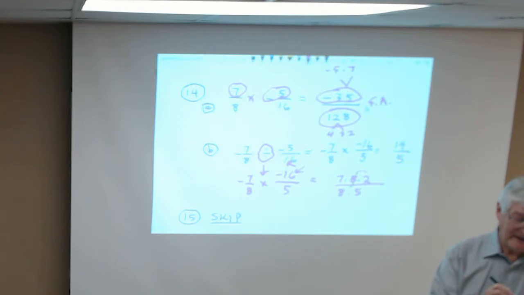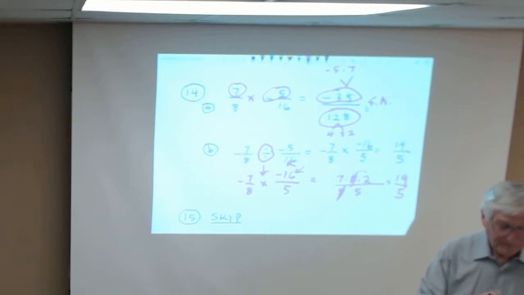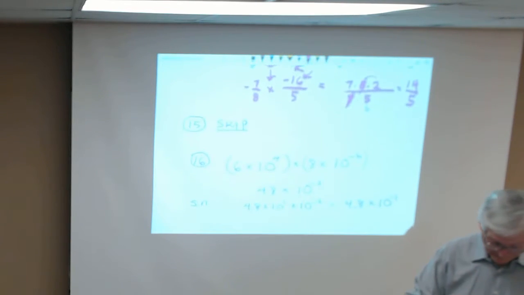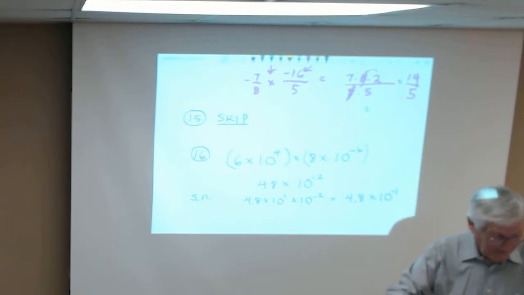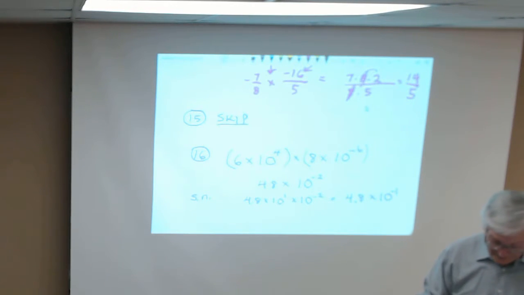Because I can cancel out the 8s, and the answer is 14 over 5. Everybody follow that? Good. Number 15, skip it. That's not on the test either. Number 16, calculate.